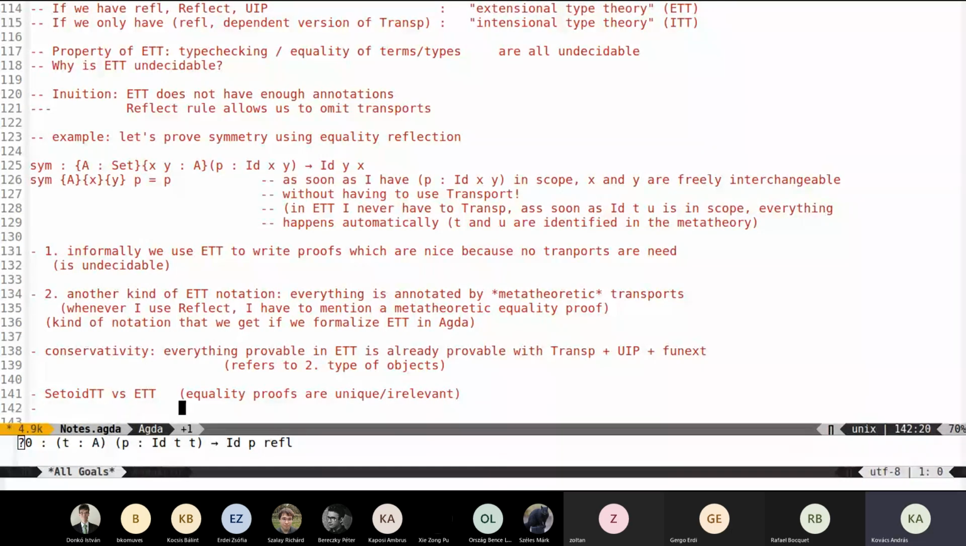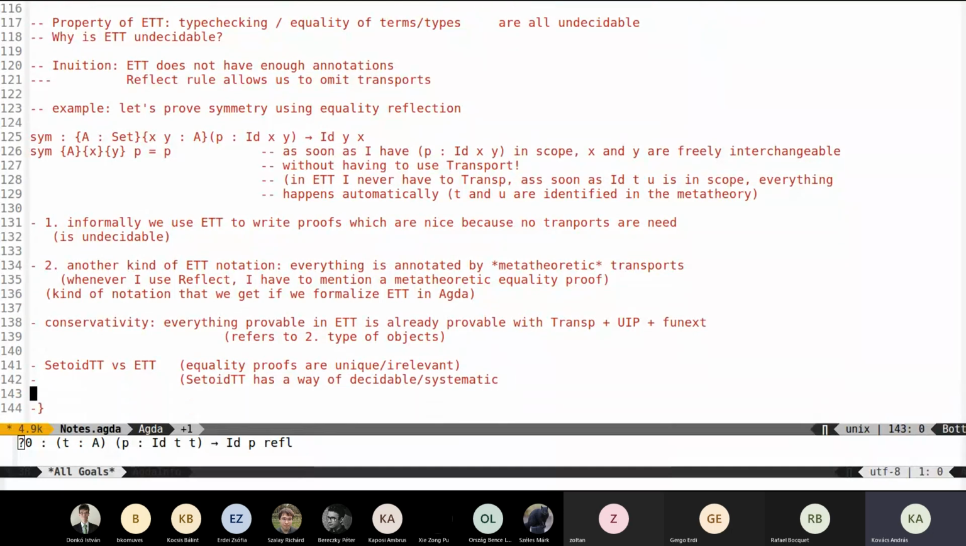but setoid TT has a way of decidable, systematic computation, elimination of transports, and ETT does not have any such way. So ETT just works by magic if you are using the informal notation. Is this a good answer for this question?